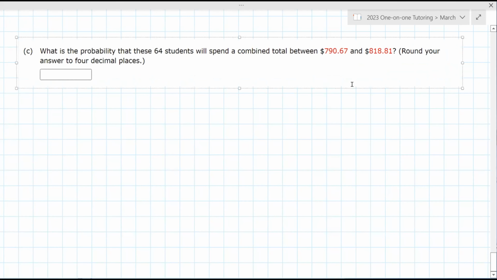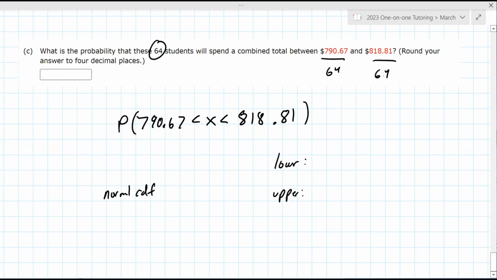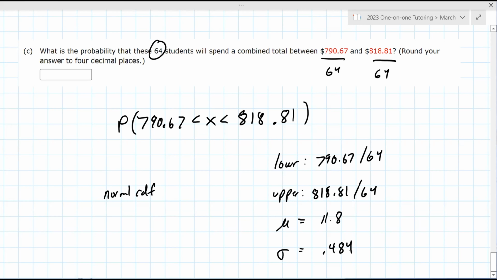All right, so we want the probability that X is between 790.67 and 818.81. We're still going to use the calculator, still normal CDF, because we've got both the lower and the upper limit. Like we're in much better shape here. But the lower and the upper have to be divided by 64, because we want to know what it is per person. And then your mu is still the 11.8. Your sigma is still the 0.48484.